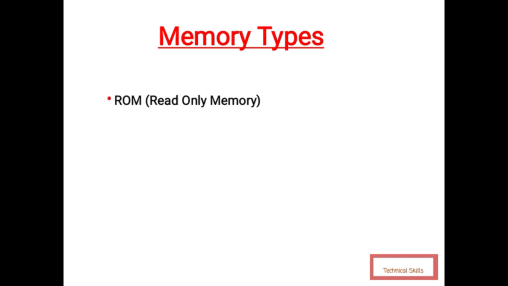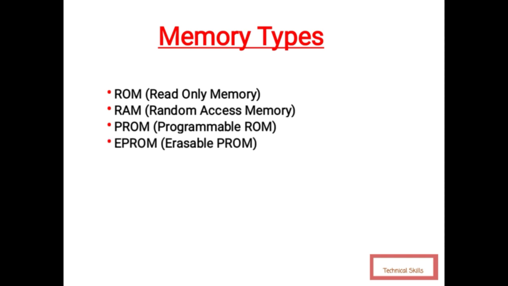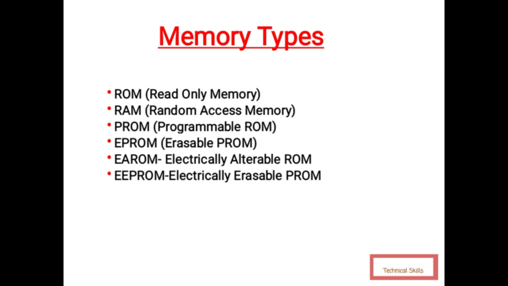Next are some memory types. You can see first ROM, read-only memory, RAM, random access memory, PROM, programmable read-only memory, EPROM, erasable programmable read-only memory, EAROM, electrically alterable read-only memory, EEPROM, electrically erasable programmable read-only memory. Last is flash memory. These types of memories are used in PLC. Let's move ahead.